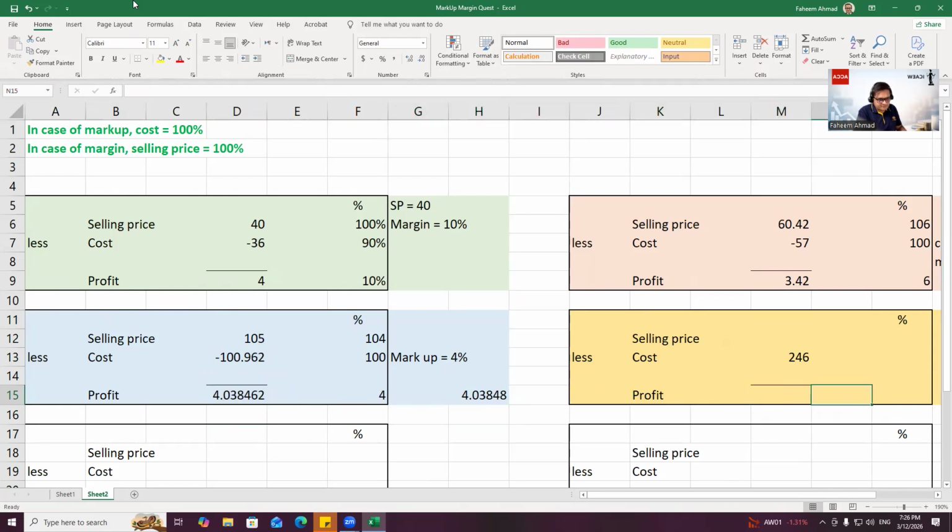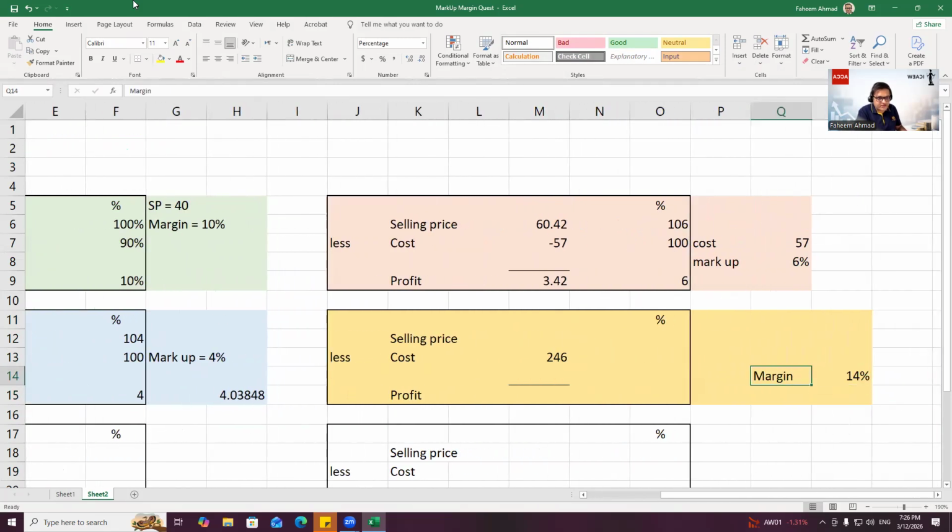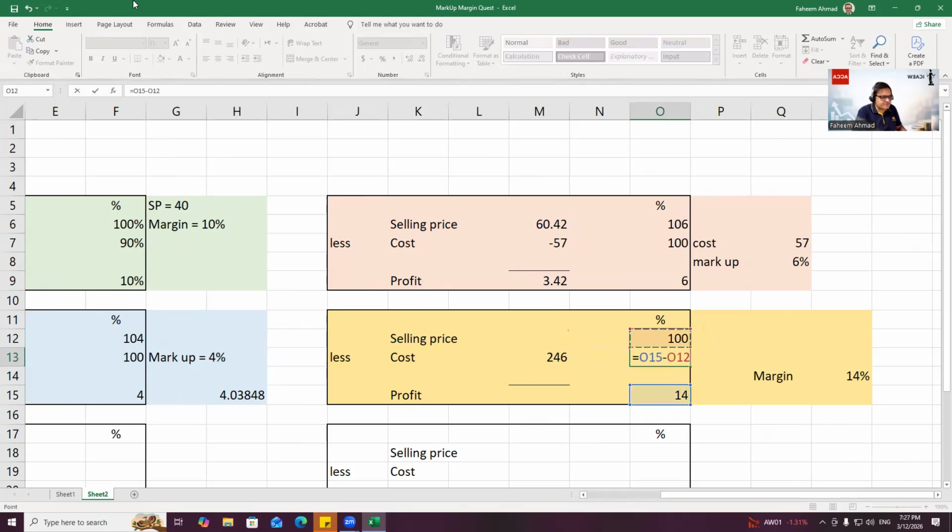Another example, this time they have given us cost and margin. Margin means selling price is 100%. Margin is 14%. That means this cost represents 86%. This 246 represents 86%. So what I'm going to do, I will take this 246.